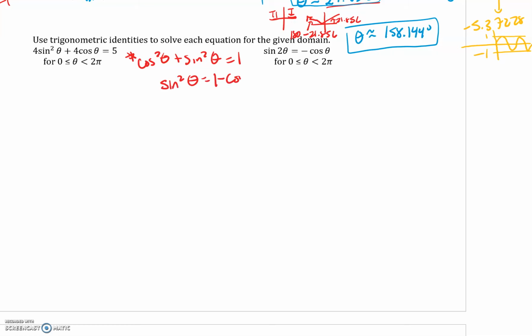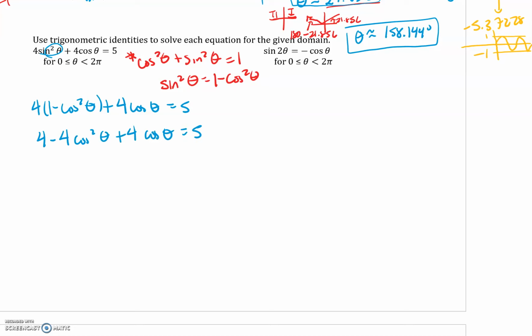It's going to be 1 minus cosine squared theta. So what I can do now is replace sine squared theta here with 1 minus cosine squared theta. So 4 times 1 minus cosine squared theta plus 4 cosine theta equals 5. And now this looks a lot more doable, right? So I can go ahead and distribute that 4. So I'll get 4 minus 4 cosine squared theta plus 4 cosine theta equals 5.